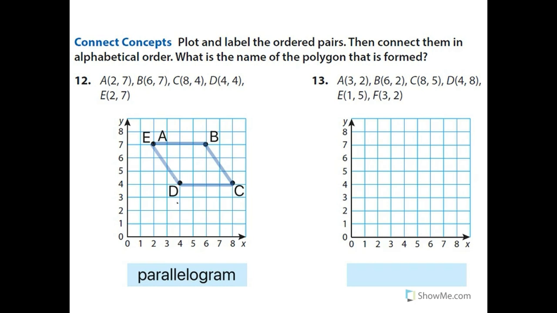Alright, here's what it should look like. So we went over 3 and up 2, over 6 and up 2, over 4 and up 8. Oh, I need to label those, don't I? Just a sec. Alright, so there are our labels. Then A, B, C, D. On E, we went up 1, over 1 and up 5, and then F again at over 3 and up 2. And what is that called? It is a pentagon.